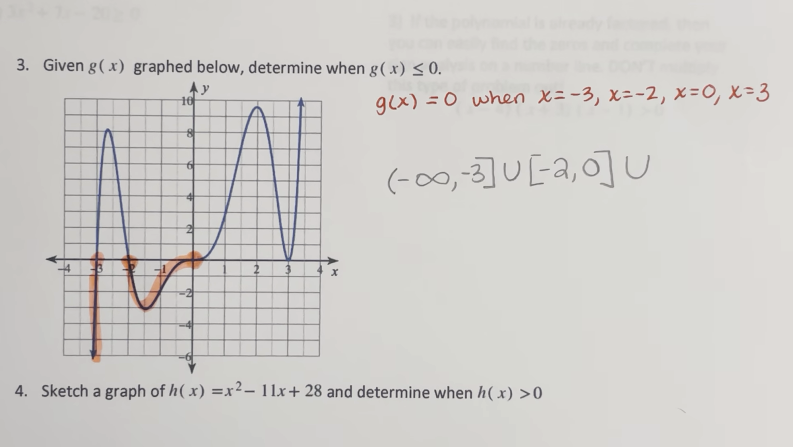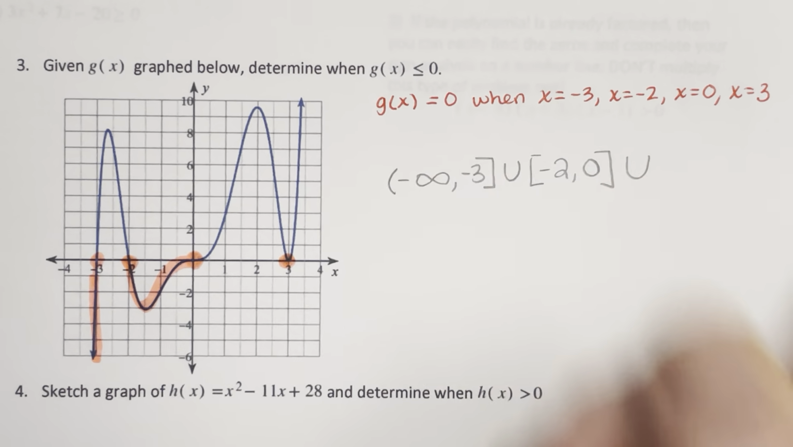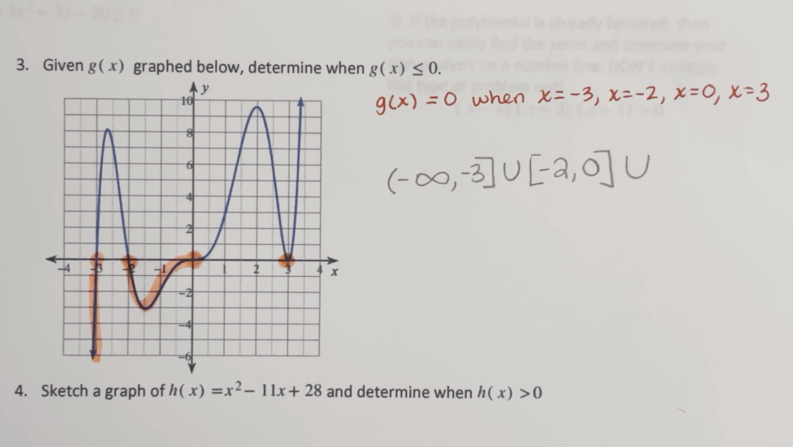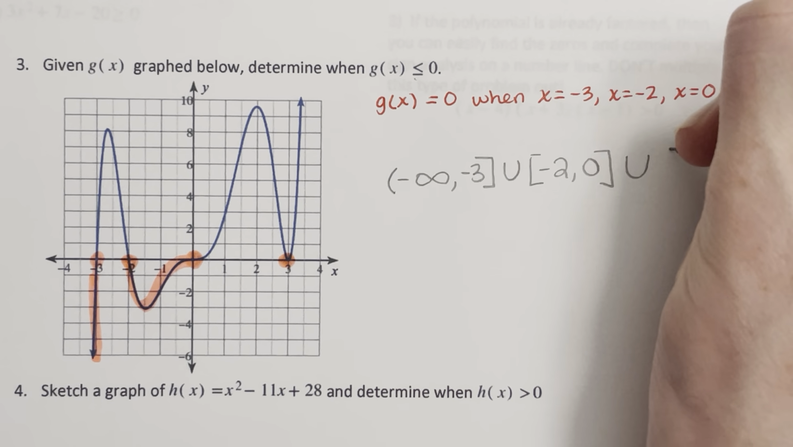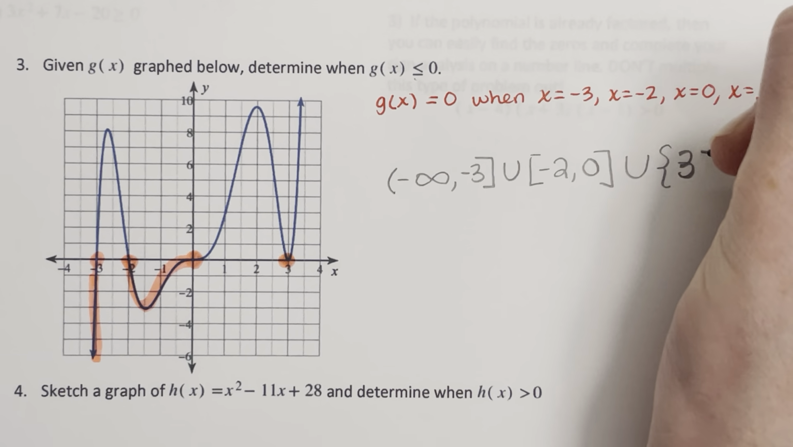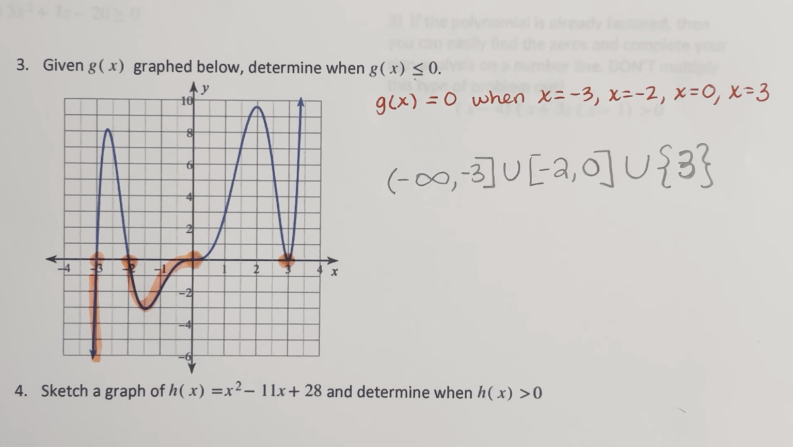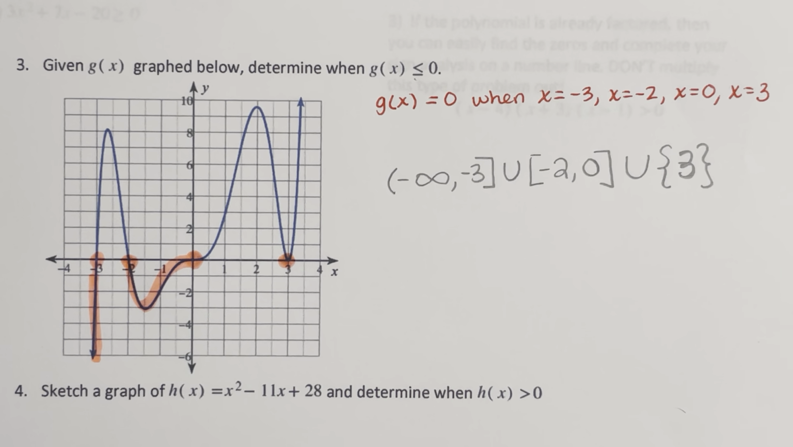This also has a third part. Because this asks when it's equal to, I get to include the 3 as well. Now it's not less than there, but it doesn't have to be. It says less than or equal to. So we want to join that together with that 3, and it's just 3. So we use those little squiggly brackets and put that on the end.